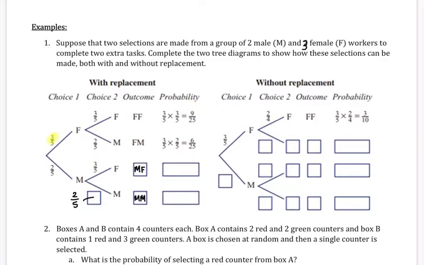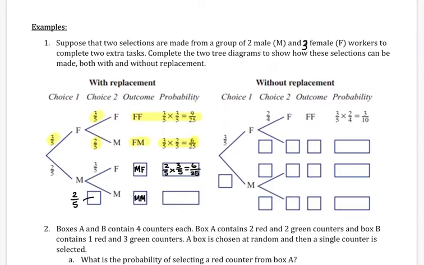So all we've done is we've multiplied our branches together for our female. For our female-male, we again multiply our branches together. So we go 3 over 5 times 2 over 5, which equals 6 over 25. So for our probability of our male-female, we want to multiply our branches together. So that's 2 over 5 times 3 over 5, which equals 6 over 25.